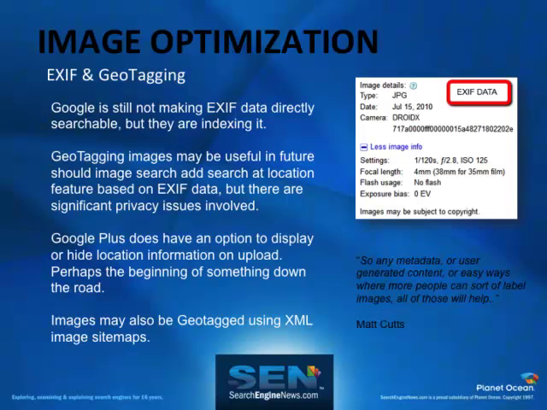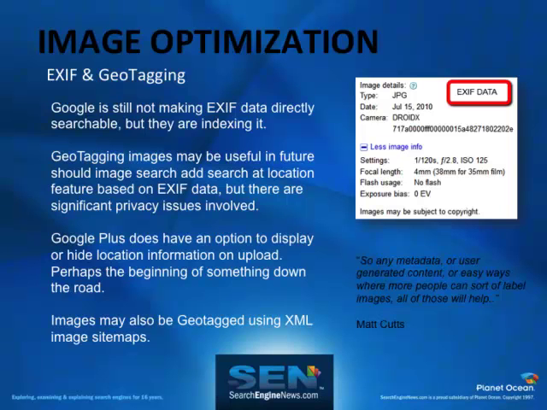The question is, will Google or Bing make use of this? Right now, neither one seems to be using geotagging for image search to make an image show up where it's at, unless people specifically trigger that type of thing, say with Google Plus or Facebook. Geotagging images may be useful in the future should an image search add a search-at-location feature or something like that.